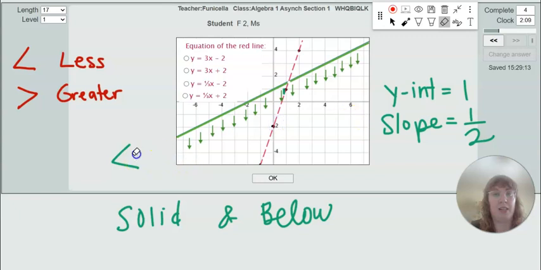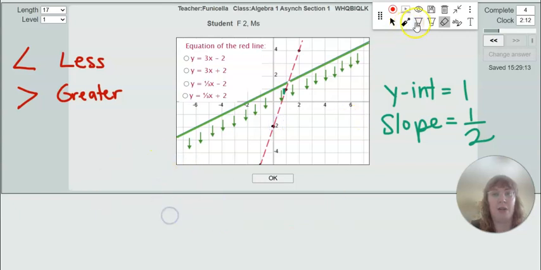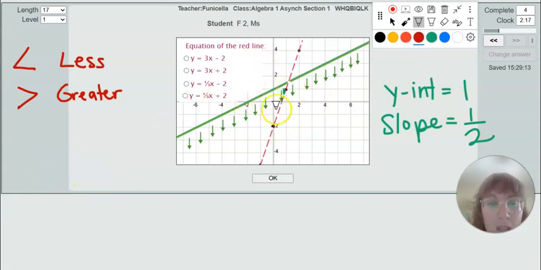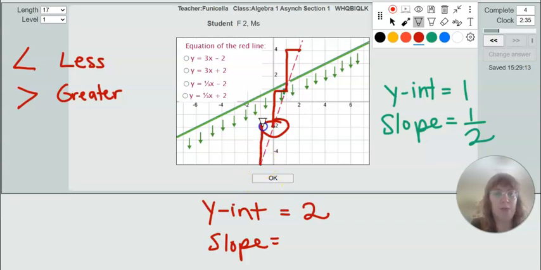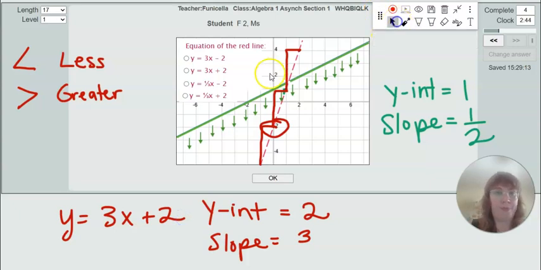Ooh, we got another one. All right, let's take a look at our red line here. So our red line is dashed, but first we're just getting the equation of the line. So our y-intercept is 2. And our slope, to go from one point to the next, we're going up 3 and over 1, up 3 over 1, up 3 over 1. So that's a slope of 3. So we have y equals 3x plus 2. Beautiful. So you can select 3x plus 2 and then hit OK.